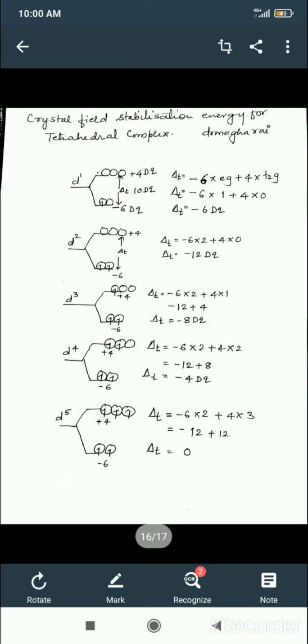For the crystal field stabilization energy of a tetrahedral complex, this difference is given by delta T, a small difference between the eg and T2g. It is denoted by delta T, the small change in the tetrahedral system. The eg will be lower by minus 6 Dq and the T2g will be higher from the barycenter by plus 4 Dq. This is all for today's part. From next time we will calculate the crystal field stabilization energy of the tetrahedral complex.